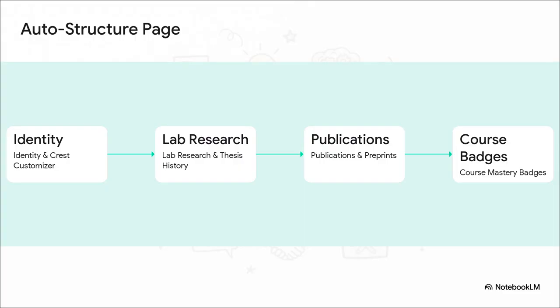Let's move over to the actual student CV builder blueprint and see how this builds out practically. Your auto-structured scholar page comes together in 4 deliberate steps. Step 1, the identity and crest customizer. Step 2, lab research and thesis history. Step 3, publications and preprints. And finally, Step 4, course mastery badges.